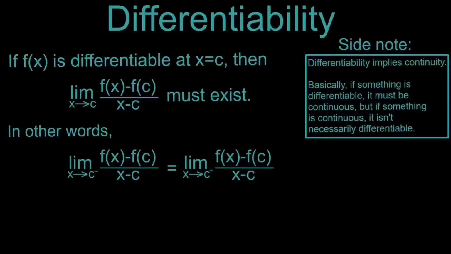The next topic is differentiability. For a function to be differentiable means that the derivative exists. If f of x is differentiable at x equals c, then the limit as x approaches c of f of x minus f of c over x minus c must exist, meaning that the limit as x approaches c from the left and the right must equal each other. Furthermore, if a function is differentiable, it must be continuous. However, a function can be continuous and not differentiable.